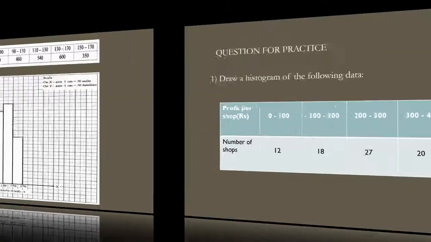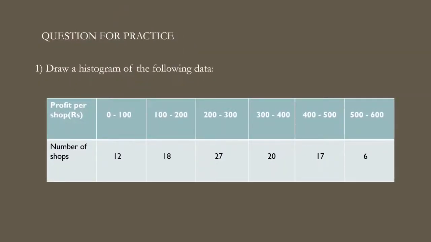Question 4, practice. Draw a histogram of the following data. In this table, the classes and frequencies are given.